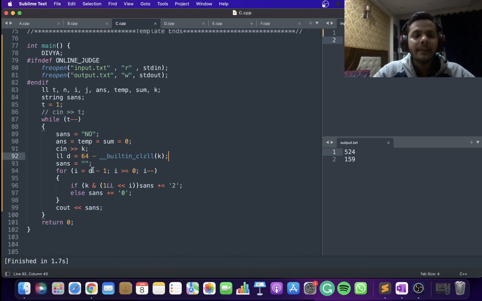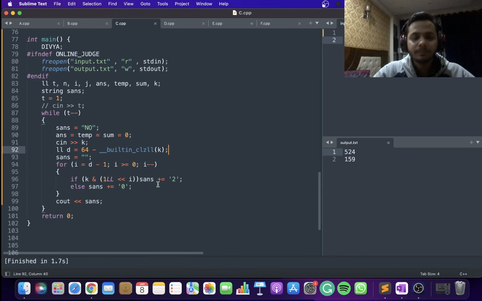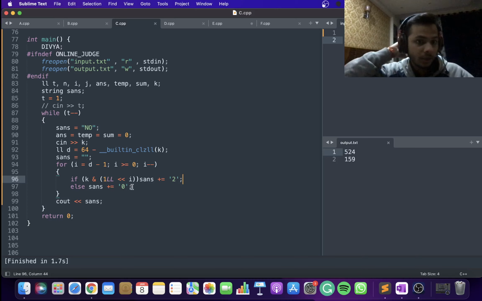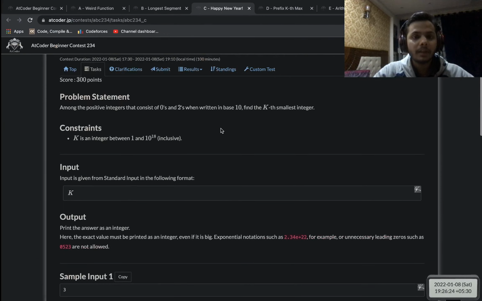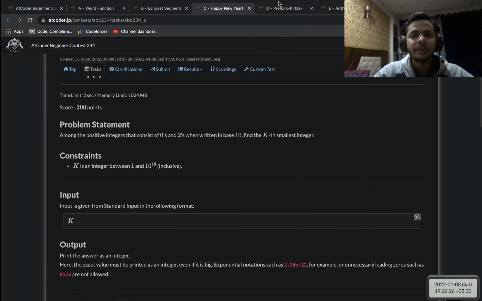Then we can iterate from d minus 1 to 0 and check if the particular bit is set or not. If the bit is set, then we add 2 to our answer, because at the end of the day we will replace every 1 by 2. Otherwise we'll just add a 0 to our answer. So yeah, this basically completes the solution to problem C. And now let's move on to problem D.